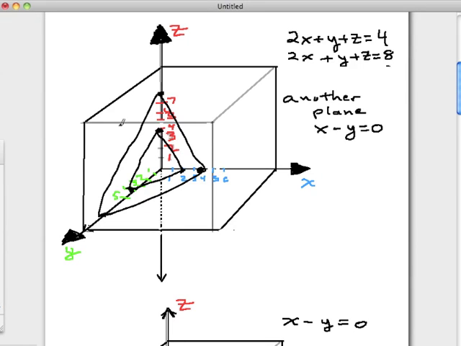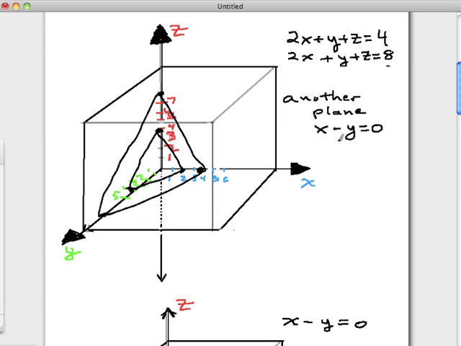So I want to add another plane to this system right here. So we graph these two. It's kind of these triangles, and we can see that they're not going to intersect. So what if we added this other plane, x minus y equals 0?